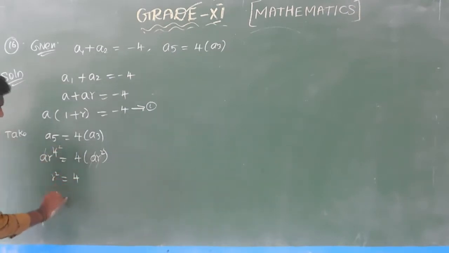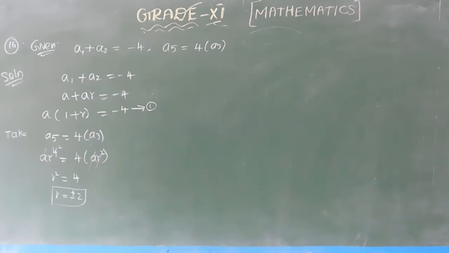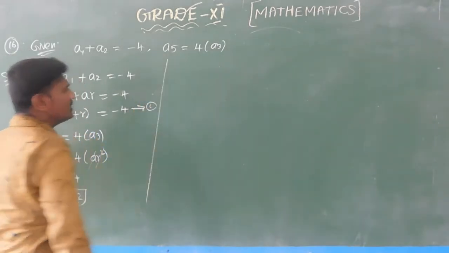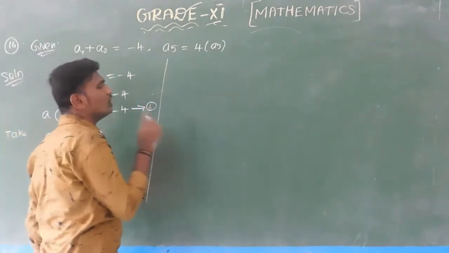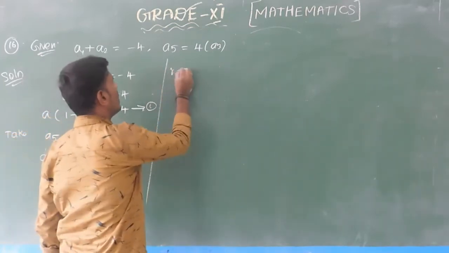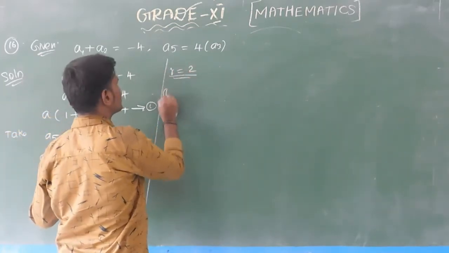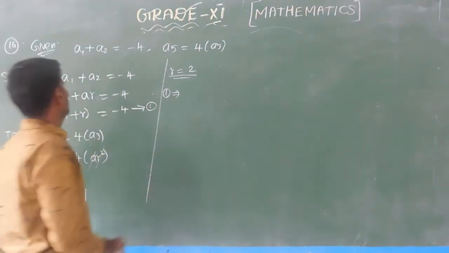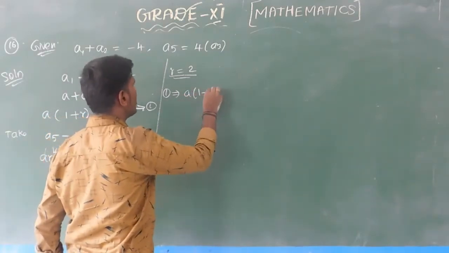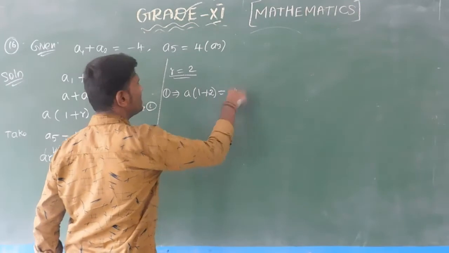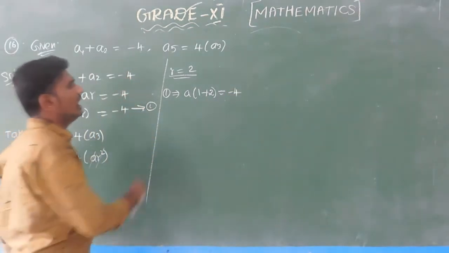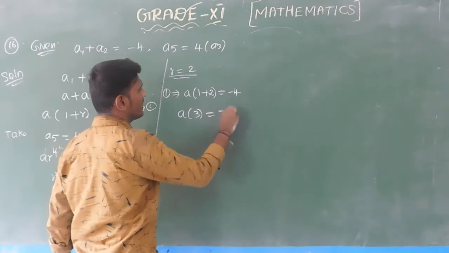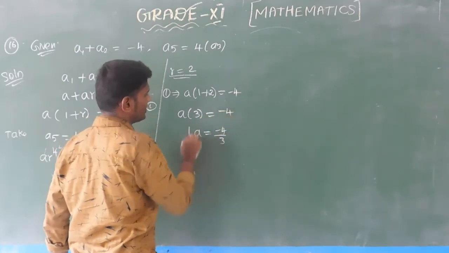Now r square equal to 4, and we have the common ratio r equal to plus or minus 2. So r equal to plus or minus 2 means you have two values of the ratio. For r equal to plus 2, I am going to substitute in equation number 1: a into 1 plus r, that is 3, which is equal to minus 4. So a into 3 equals minus 4, a equals minus 4 by 3.